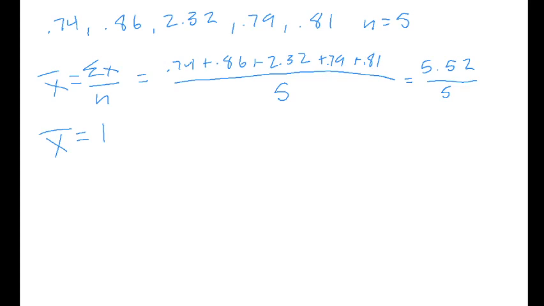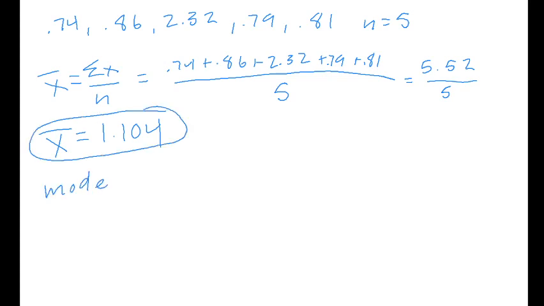And here we end up with a mean of 1.104. So there's our mean. That's great. Let's try for our mode. Okay, is there a mode here? There's not. There's no mode here. We're just going to put NA. And that's okay. The mode by definition is the most frequently occurring value. If no value occurs more than once, then we don't have a mode.